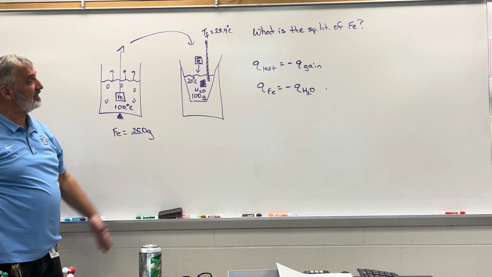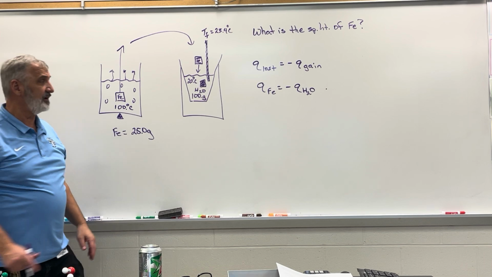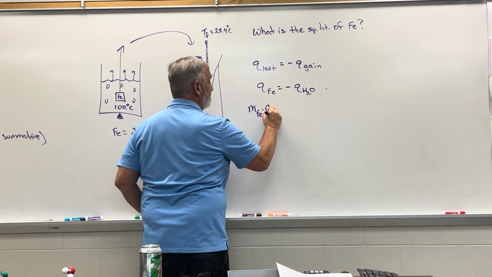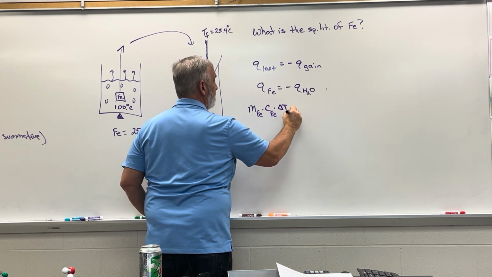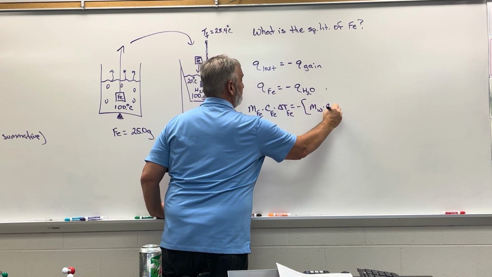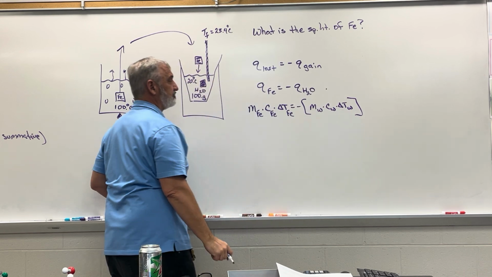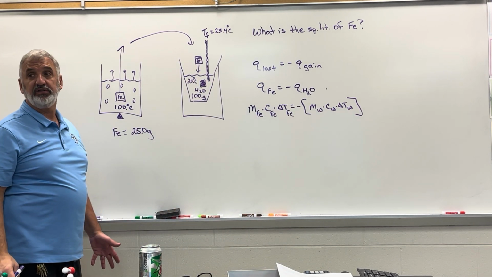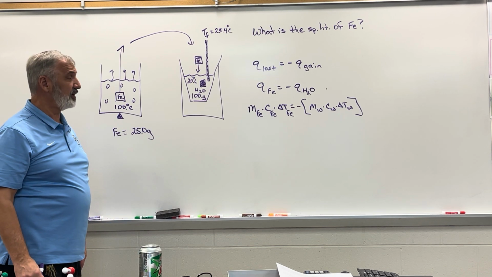So how do I calculate the Q of iron? How do you calculate Q? mc delta T. So it's going to be the mass of the iron times specific heat of the iron times the change in temperature of the iron is equal to the negative mass of the water, specific heat of the water, change in temperature of the water. So we have 6 variables. We should be able to know 5 of them. What's the mass of the iron?